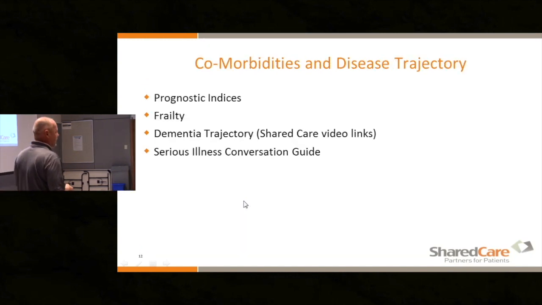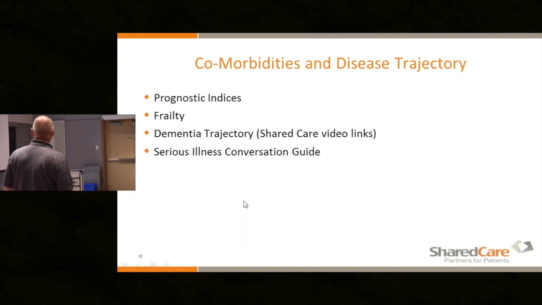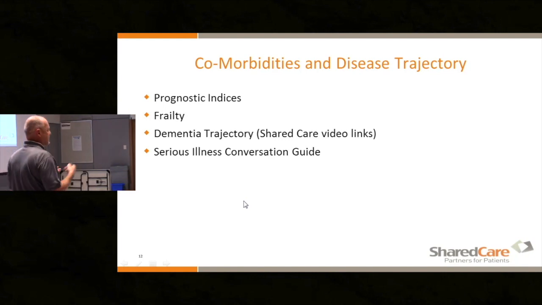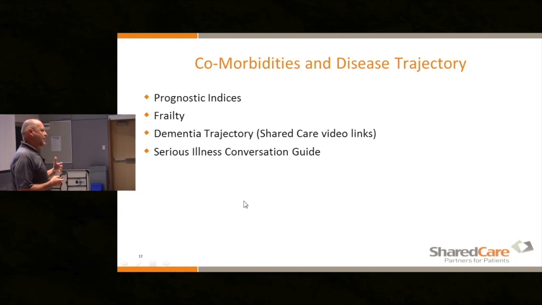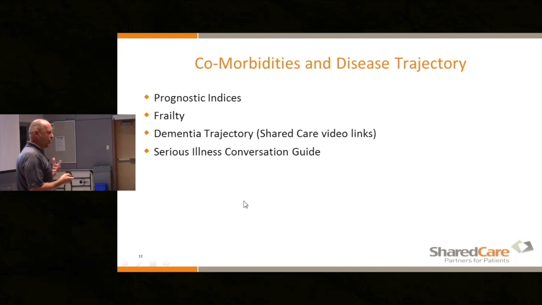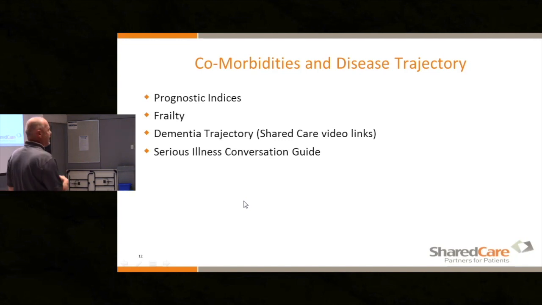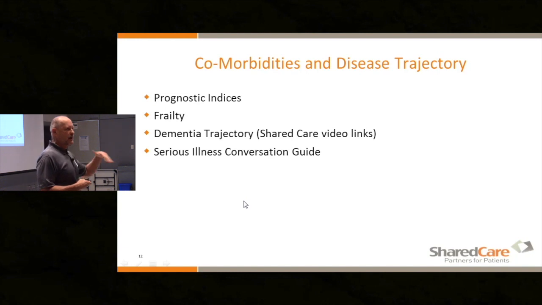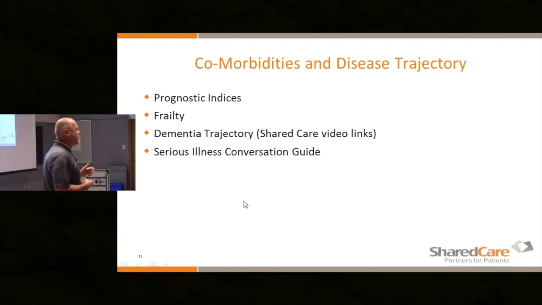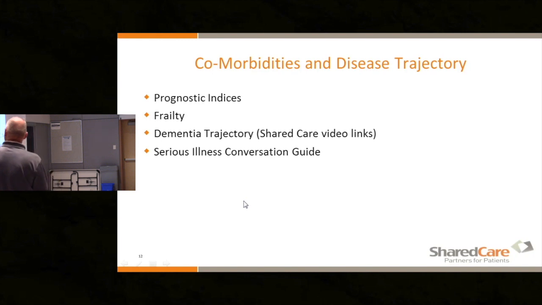So let's talk about something a little more practically related to how we would approach people. Now there are prognostic indices and tools, but I think for our people, particularly people with dementia, we have a more clinical way of looking at that. We are looking at frailty and dementia trajectory, and on our shared care site, it's sharedcare.com, we have video links where some experienced physicians talk about how they relate to families about the dementia trajectory. And we're starting to learn how to have serious illness conversations better.